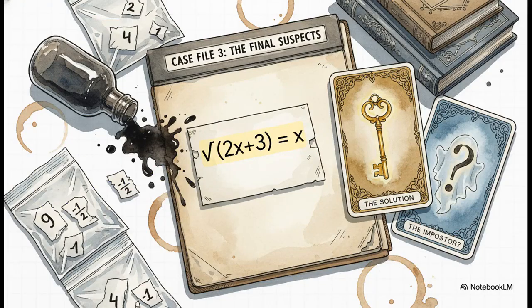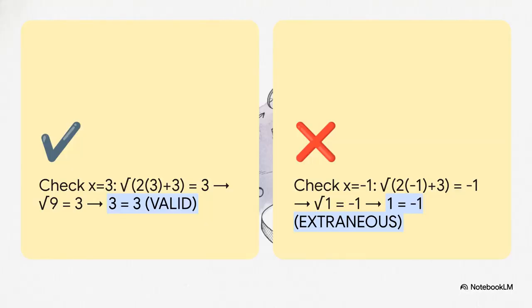For our final case file, the process is exactly the same, but it really drives home just how critical that final check is. Just like before, the algebra is going to give us 2 possible answers, and we need to figure out which one, if any, is telling the truth. So we do the math, and we get 2 candidates, x equals 3 and x equals -1. Let's run our check. When we plug in 3, it works out perfectly. But when we check x equals -1, we get the false statement 1 equals -1. And there it is again, another extraneous imposter caught red-handed.